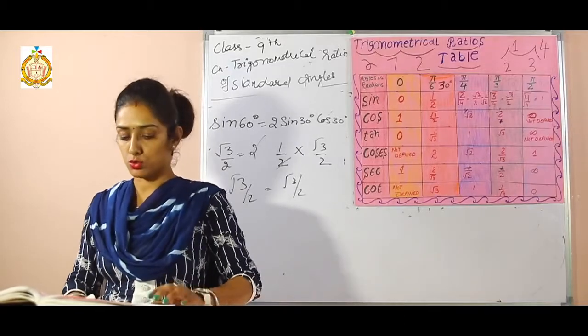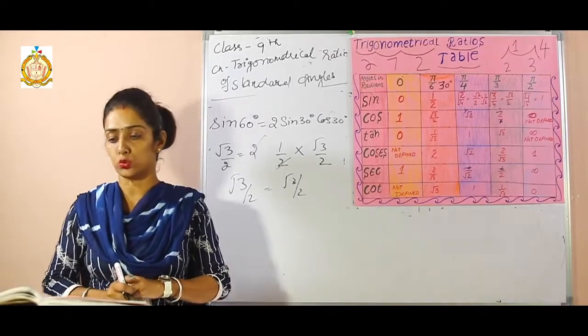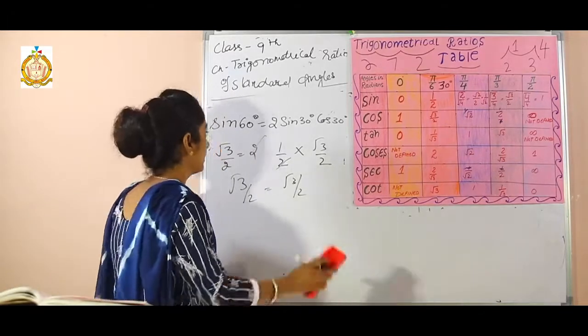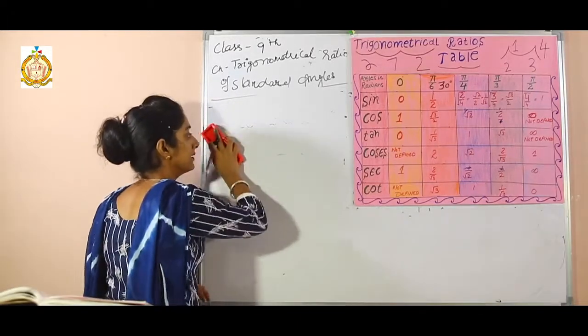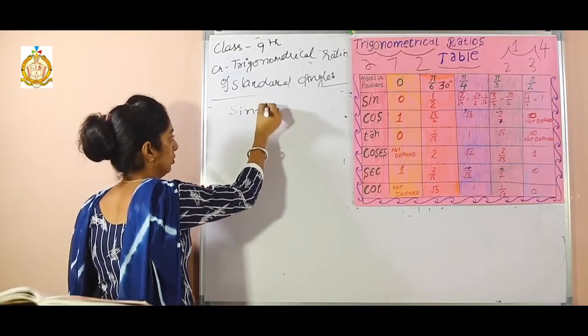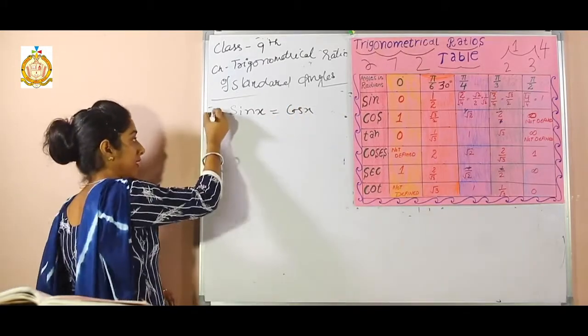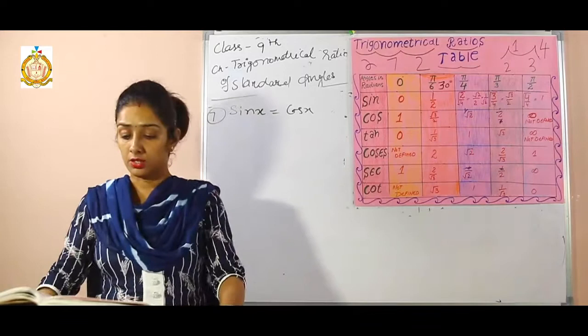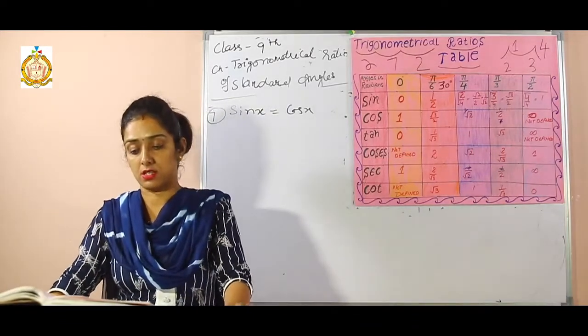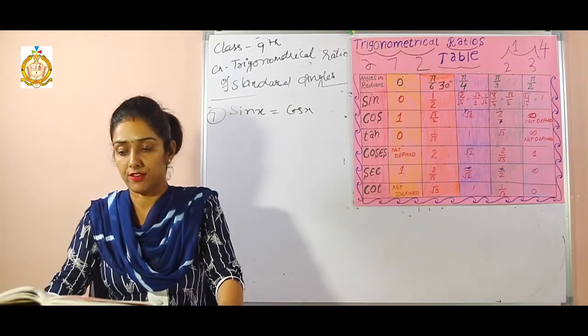Now come on the next question. If sin x is equal to cos x and x is acute, right? Now here x is acute and we have sin x equal to cos x. Question number is 7, okay? Now sin x is equal to cos x, right? State the value of x.